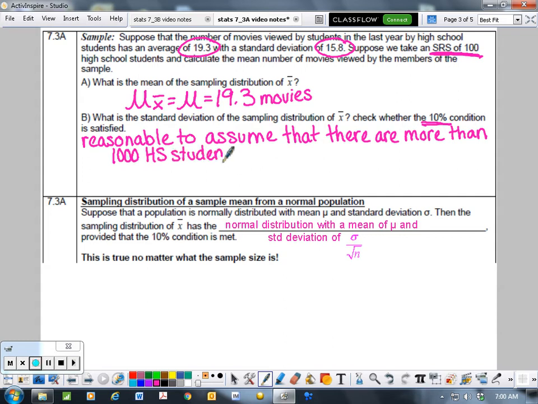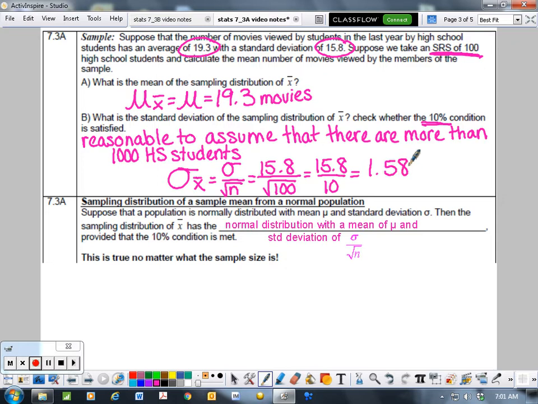And then we can calculate that standard deviation. The standard deviation of our sampling distribution should be our standard deviation divided by the square root of our sample size. So our current standard deviation is 15.8 over the square root of 100, which is really just 15.8 divided by 10, which gives us a standard deviation of 1.58.